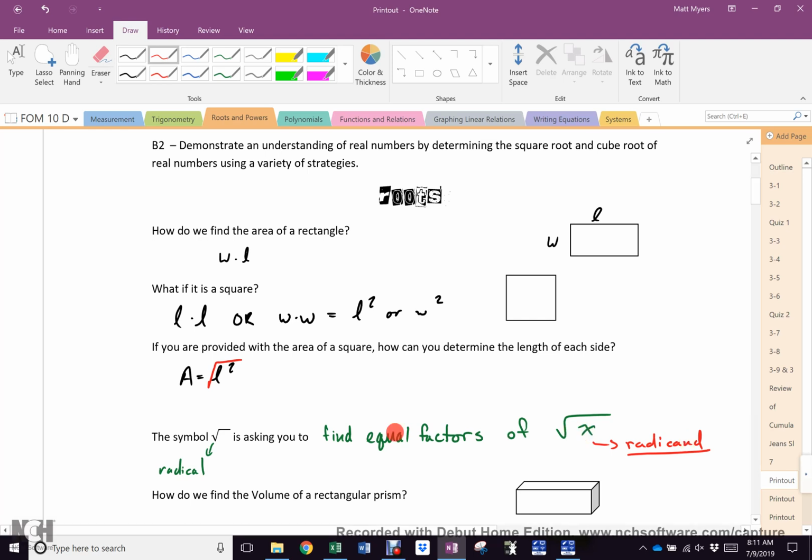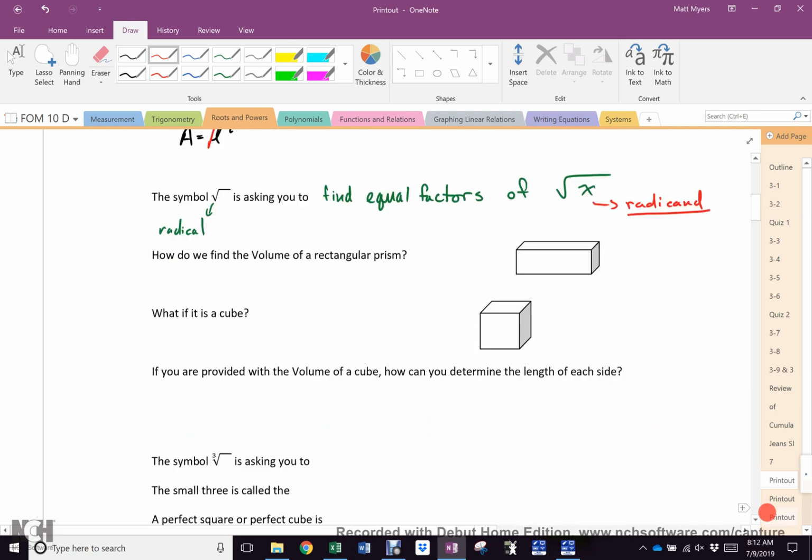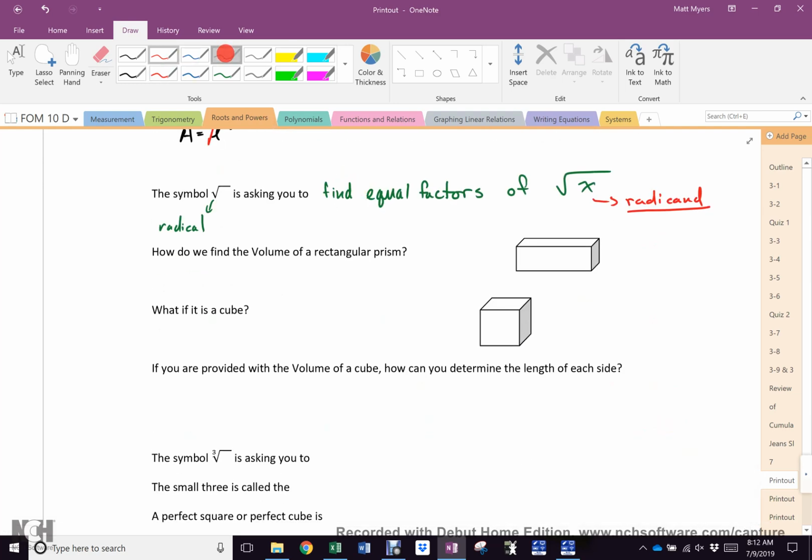So you're finding equal factors of that. Doesn't matter what they are. They can be decimals, they can be fractions. It's all okay, as long as it's two equal factors. Everybody cool? Then obviously, I should have written a 2 there. 2 equal factors. How do we find the volume of that prism? We already know that. It's L, W, H.